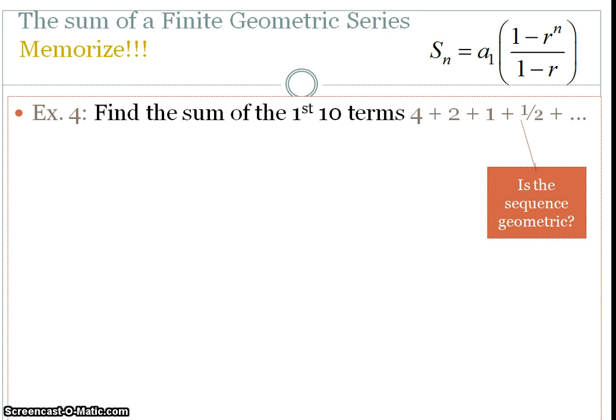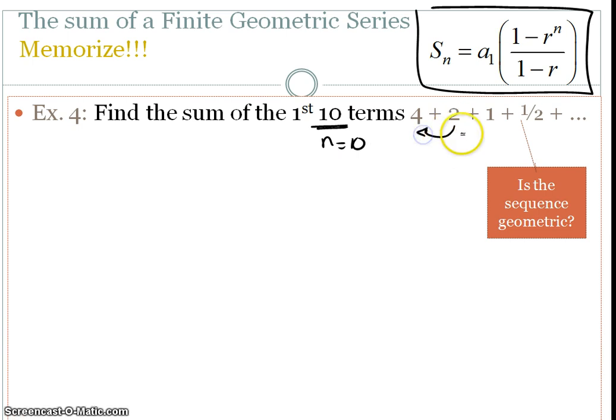So here it says the sum of a finite geometric series is this formula. If you know the series is geometric, then we can use this to find the sum. So we're going to find the sum of the first 10 terms, so n equals 10, and we're going to confirm that this is geometric.